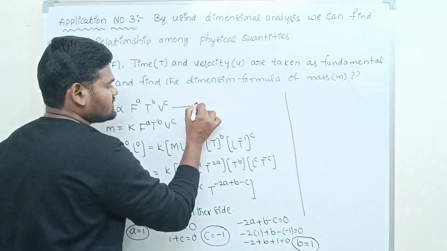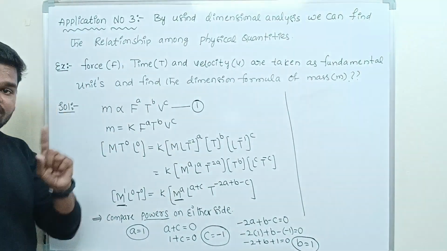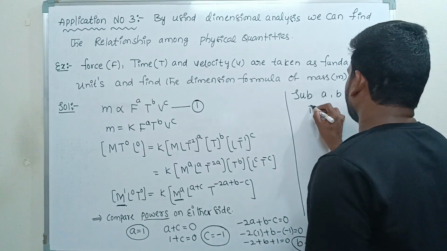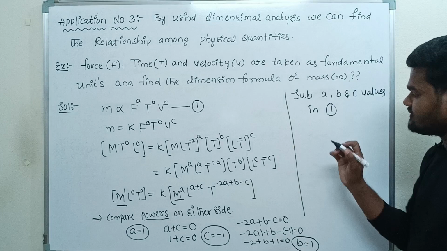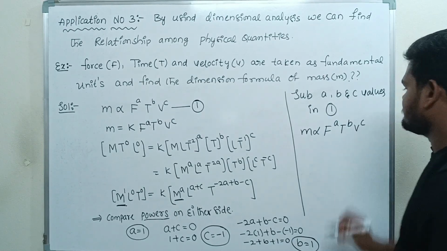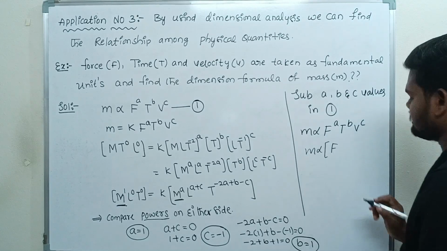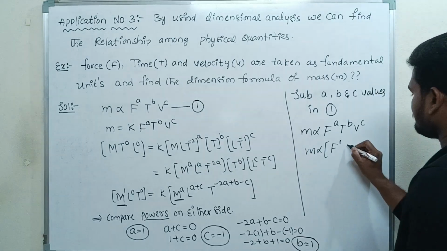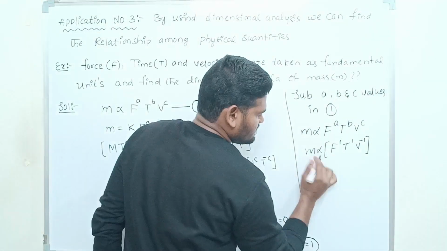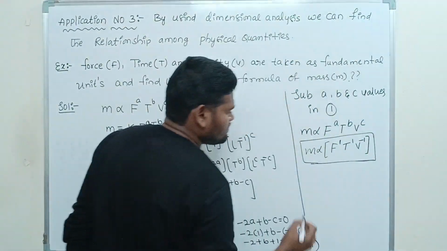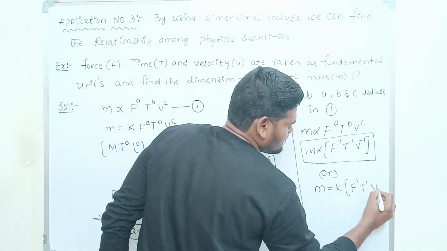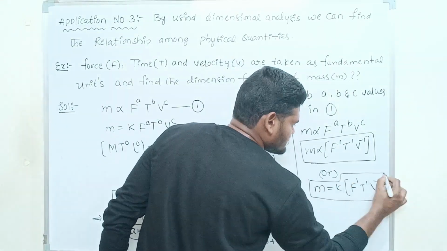So A is equals to 1, C is equals to minus 1, B is equals to 1. Say the first equation we have taken is equation number 1. Substitute A, B and C values in equation 1. So what is equation number 1? M is directly proportional to F power A, T power B and V power C. So M is proportional to F power, what is A? A is equals to 1. What is B? T power B is equals to 1. What is C? C is equals to minus 1. Are you getting? So this is the dimensional formula of what? M. If you remove this proportionality symbol, you will get M is equals to K into F power 1, T power 1, V power minus 1. So this is the dimensional formula of M.